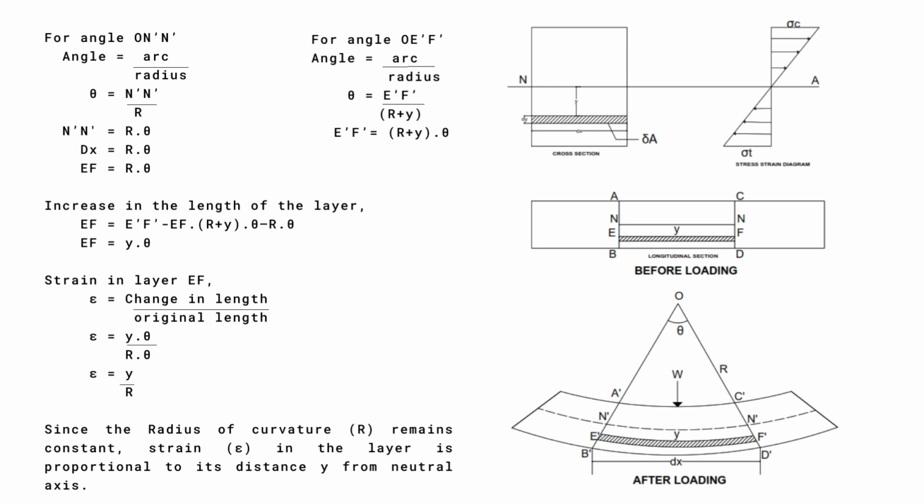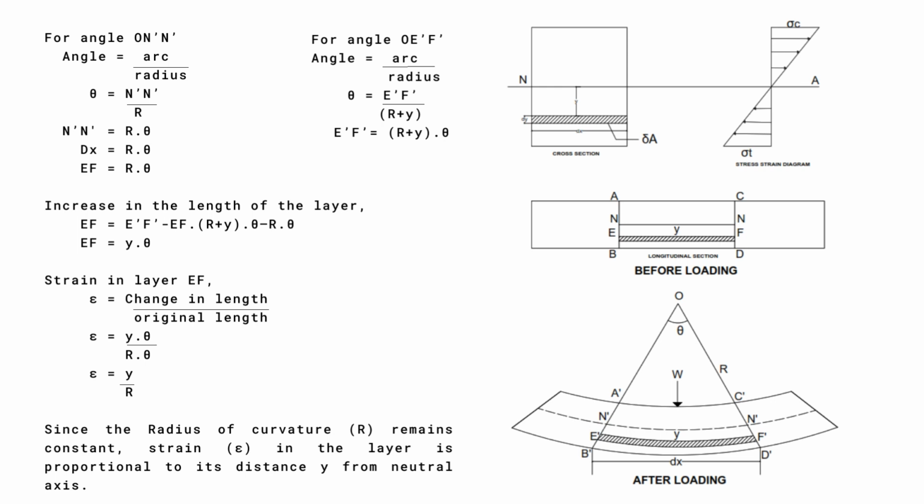Similarly, for angle at O, E'F': angle equals arc by radius. Theta equals E'F' by R plus y. E'F' equals R plus y multiplied by theta. Increase in the length of the layer equals E'F' minus EF, which equals R plus y multiplied by theta minus R multiplied by theta. That implies the increase equals y multiplied by theta. Strain in layer EF, epsilon, equals increase in length by original length, that equals y multiplied by theta by R multiplied by theta, that equals y by R.